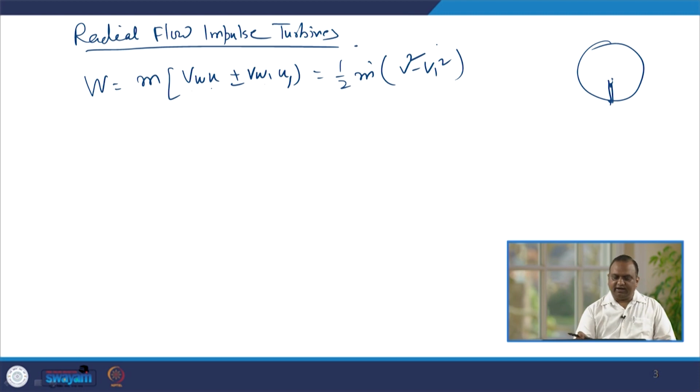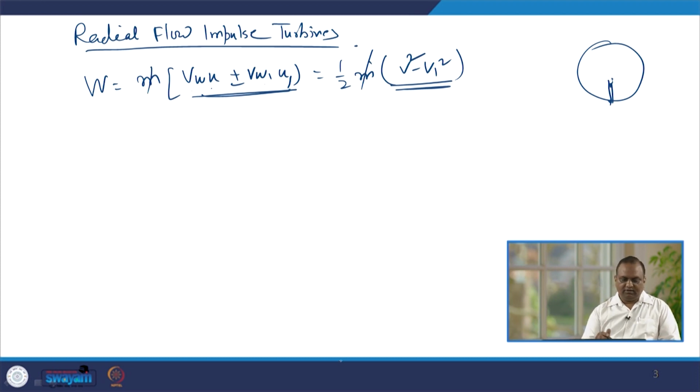This is the change in the kinetic energy, and this change in the kinetic energy has gone to the wheel for power generation. So, here we can easily find that VW U plus VW1 U1 is equal to V squared minus V1 squared divided by 2. m will be cancelled out, that is it.